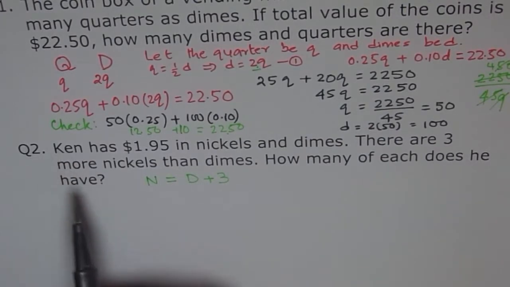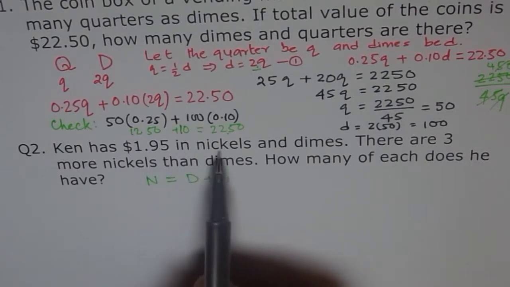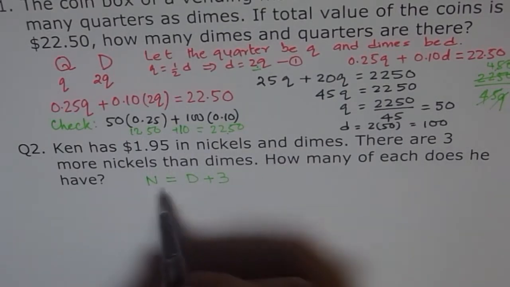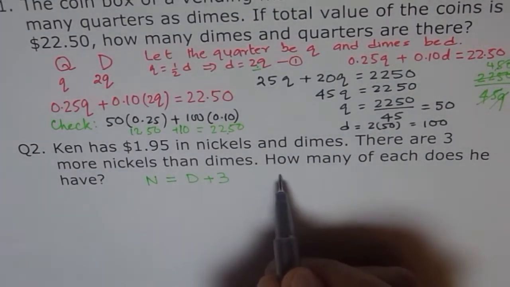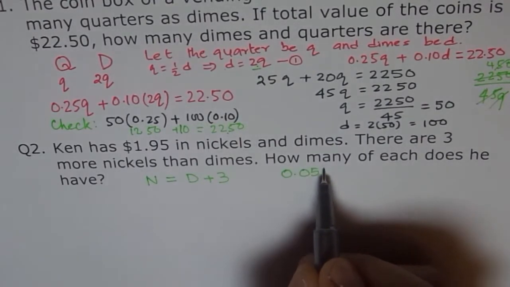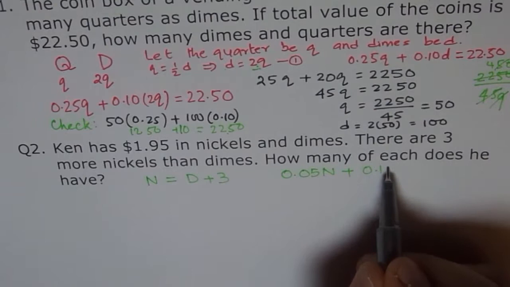Now the second equation we'll get from here. Ken has this much in nickels and dimes. So what is it worth? A nickel is worth 5 cents. So the value will be 0.05 times nickels plus, a dime is worth 10 cents.